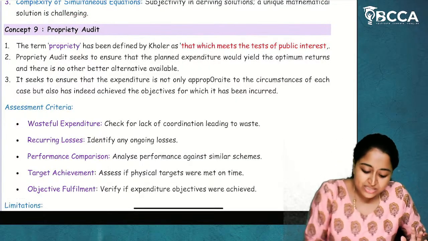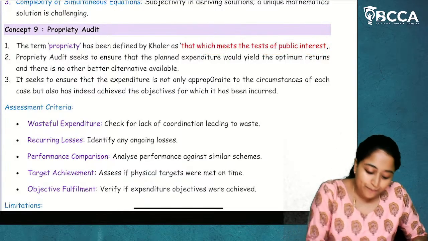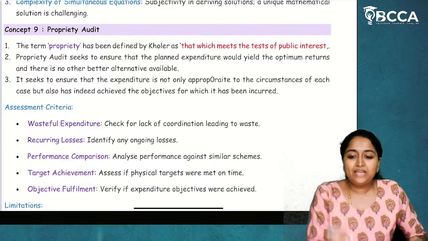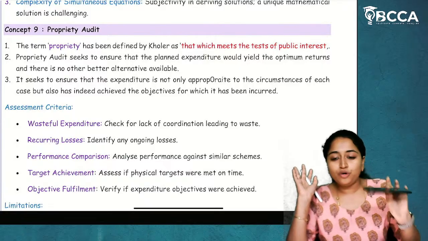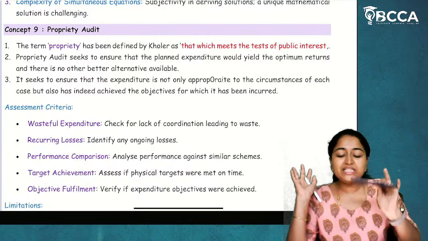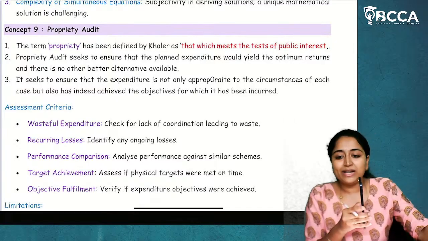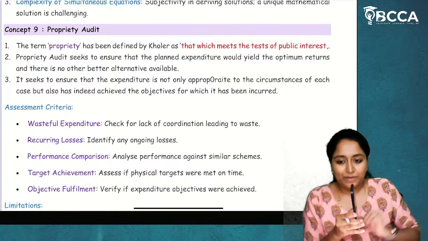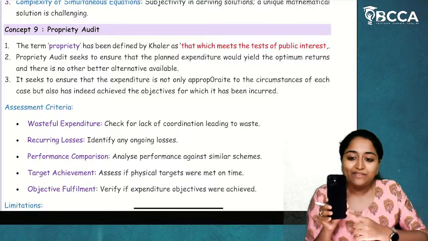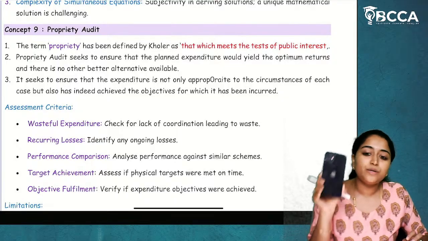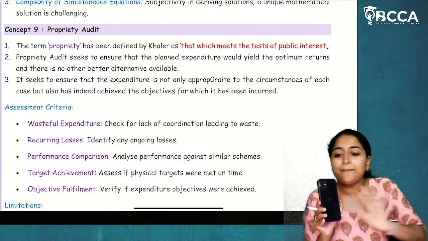Proprietary audit means the test of public interest, which means whatever I am putting money into, that should be the best payment which I am making. If I am trying to buy this phone for 25,000 rupees, then this should be a worthwhile product. Now, if the same mobile phone is available in the market for 20,000 rupees, with the same quality, the same quantity, the same features, and I am purchasing it for 25,000 rupees, which means this is not a worthwhile product for what I am paying.